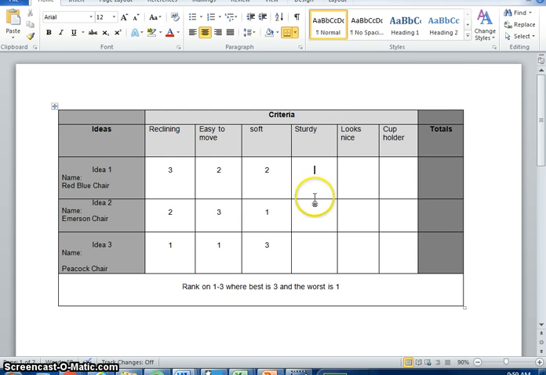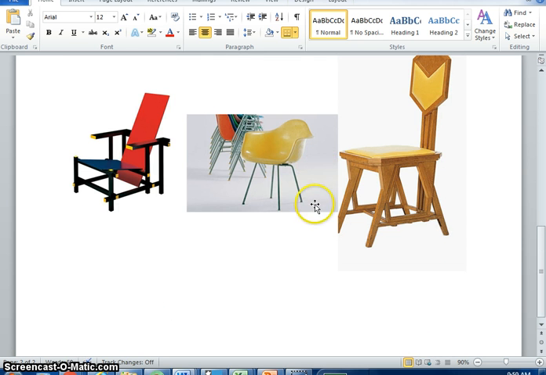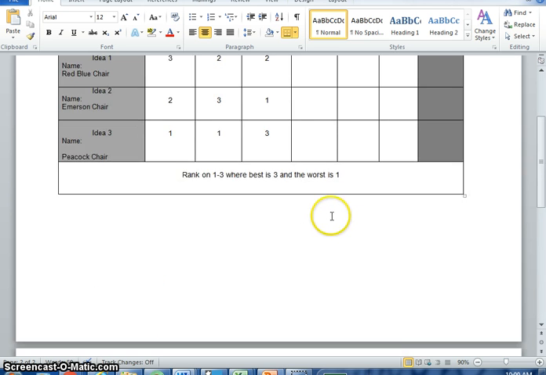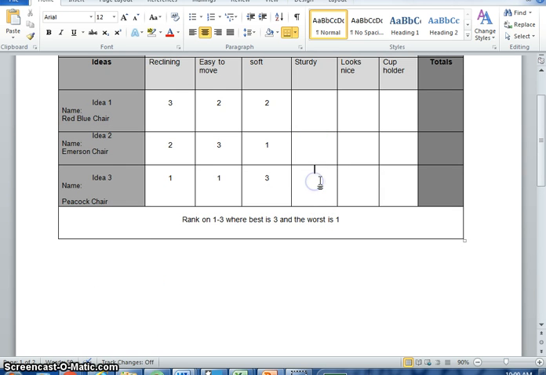Now we're looking at this criteria called sturdy. If you think number 1's the sturdiest, raise your hand. If you think number 2 is the sturdiest, raise your hand. If you think number 3 is the sturdiest, raise your hand. So 3, 1, 2. Here's how we do it. We got 3 right here, we got 2, and then 1.